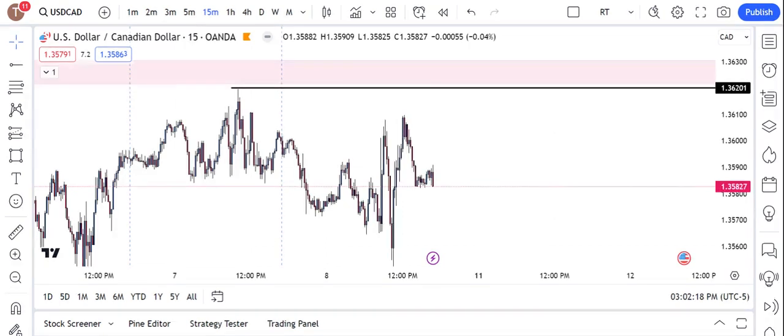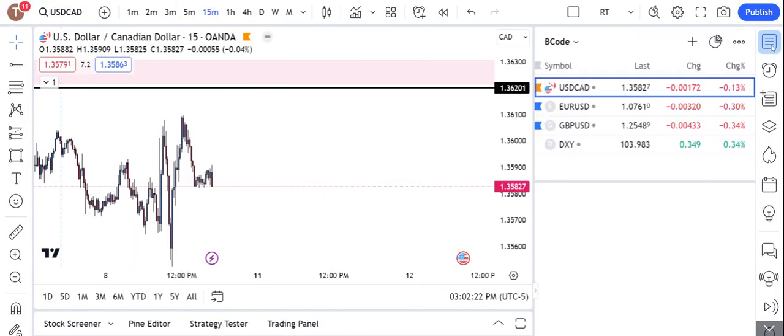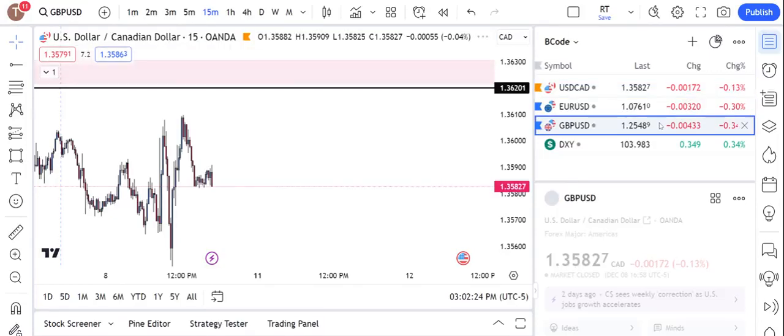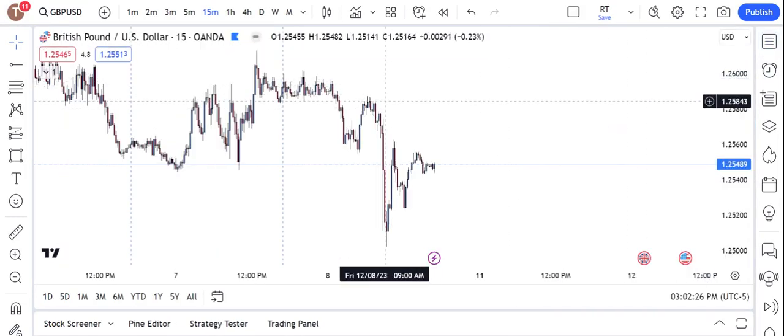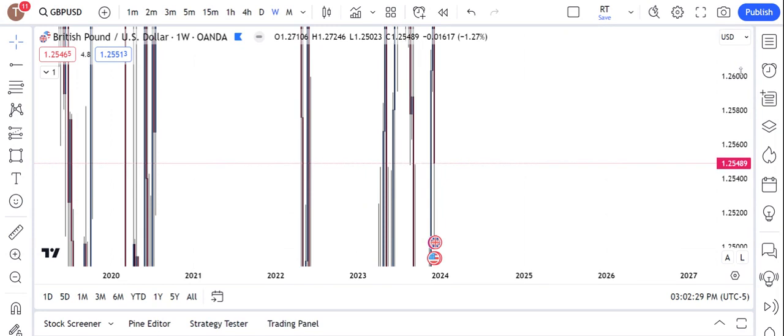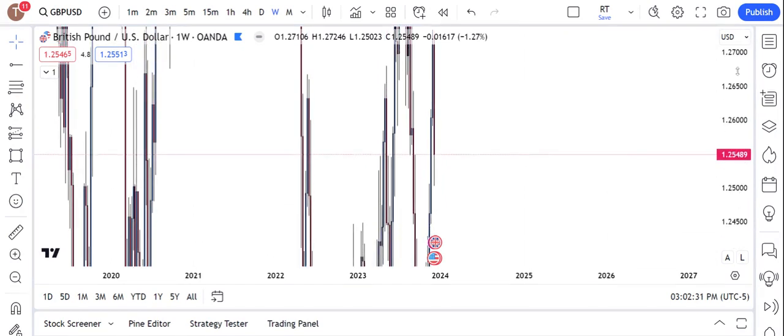All right, so let's go back. We have that in mind. So I'm actually going to do the very same thing on GU. And GU stands for the Great British Pound versus the United States dollar.